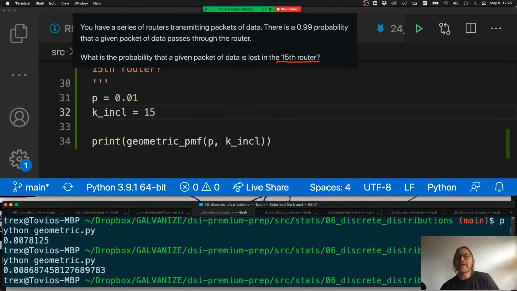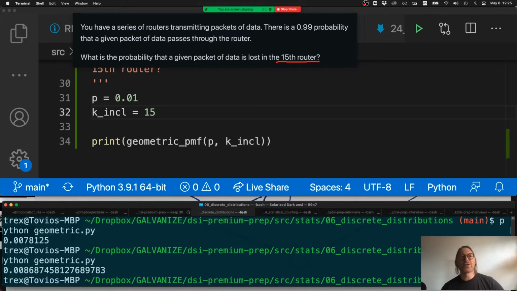So, roughly 9 out of 1,000 chance that we're going to lose our packet in the 15th router. But the thing you have to wonder is, is this a helpful question? Why might this question be helpful? Well, if we think about it in the context of noticing packets being lost at a certain frequency in a certain router, and we have this overall sense of the probability of packet loss in a given router, especially, let's say, at the 15th position.